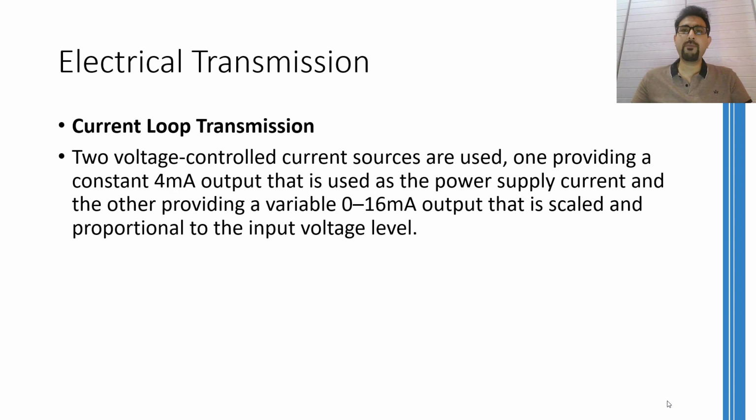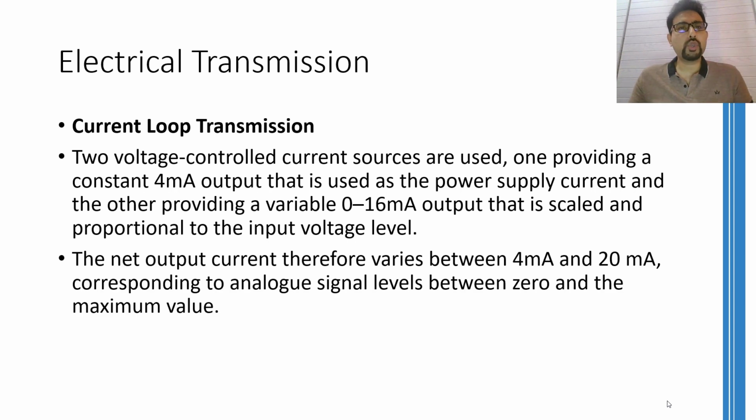For achieving the industrial standards of 4 to 20 milliamperes, two voltage controlled current sources are used. One source will provide a constant 4 milliampere, which is used as a power supply current or is used to make sure that everything is working fine. The second voltage controlled current source is used to provide a variable 0 to 16 milliampere current signal that is scaled in proportion to the input voltage level of the signal. Currents from these two sources are added up, hence making total current in the range of 4 to 20 milliampere. Now 4 milliampere will represent the lowest voltage level generated by the sensor, whereas 20 milliampere will represent the highest voltage level coming from the previous part of the system.